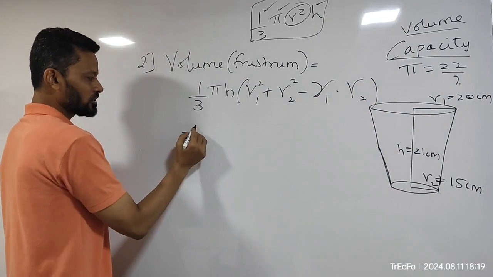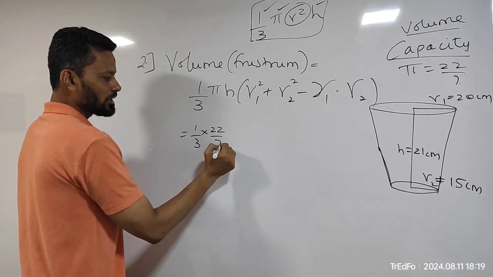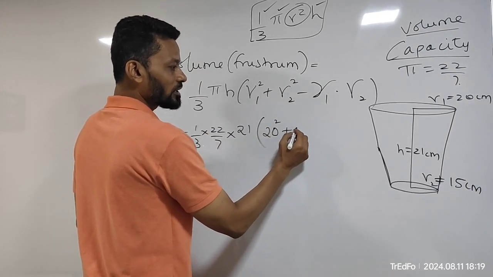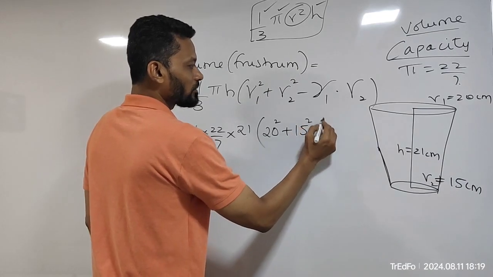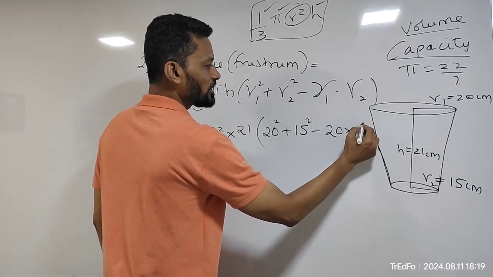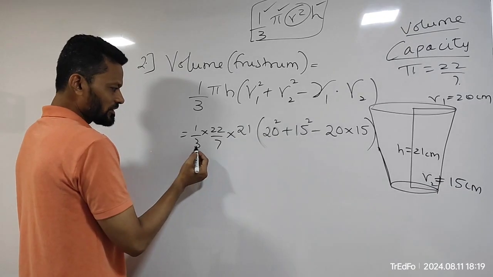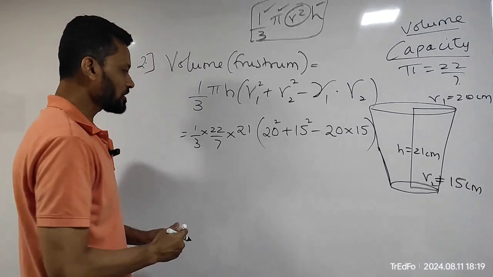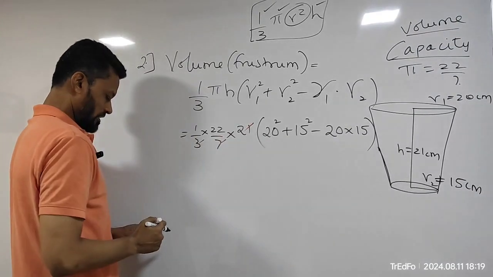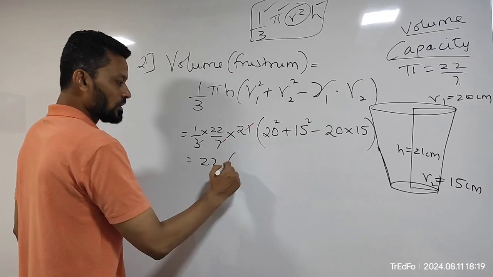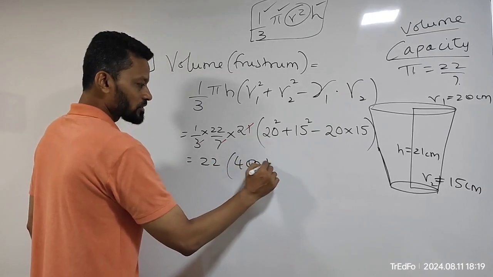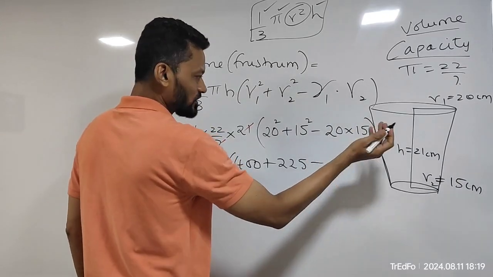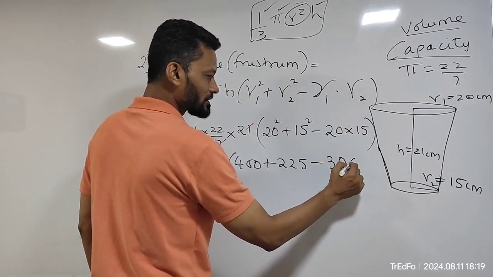Let's substitute the values over here. 1/3 pi is 22/7 into h. H is given as 21, r1 square 20 square plus r2 square 15 square plus 20 into 15. Now 7 3s are 21, 21 in the denominator and 21 in the numerator get cancelled. What is left over here is 22. 20 square is 400 plus 15 square is 225 plus 20 into 15, which is 300.